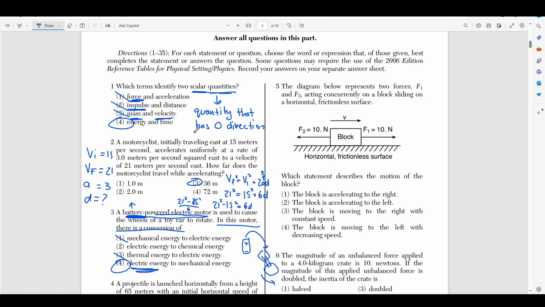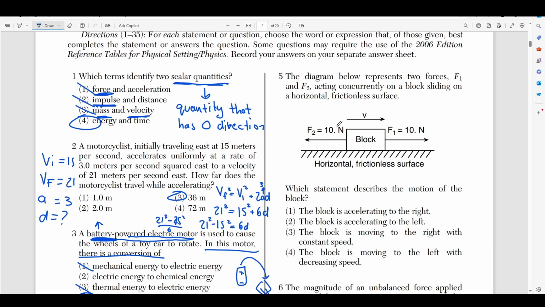Number 5 says the diagram below represents two forces, F1 and F2, acting concurrently on a block sliding on a horizontal frictionless surface. Which statement describes the motion of the block? So here we have velocity. Because we have a velocity vector, it tells us direction. It's moving to the right. So because we have velocity here, we know that the block is still moving. But because we know it's frictionless and horizontal, if I just push this block, it's going to keep its velocity unless I act a force upon it. Unless I force it in a specific direction, it's going to keep this velocity forever because there's no friction on the surface, nothing for it to lose energy on.